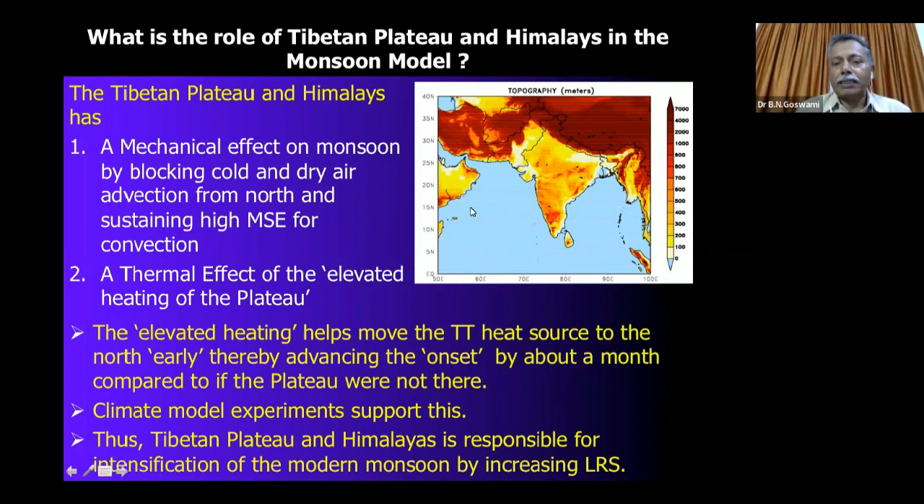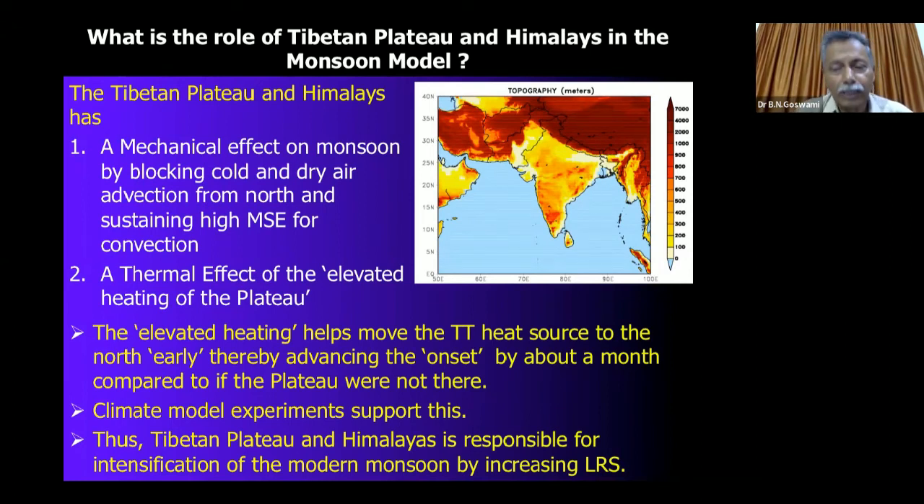The other effect that it does is a thermal effect. As I said, the Tibetan plateau is an elevated land, therefore it heats up. Therefore, compared to the south region, this becomes much hotter. Therefore, the tropospheric temperature becomes hotter. I do not agree completely with the work of Boos, because they think that the thermal effect is not important, but there is a debate that is going on. There are several people who think that that is not correct.